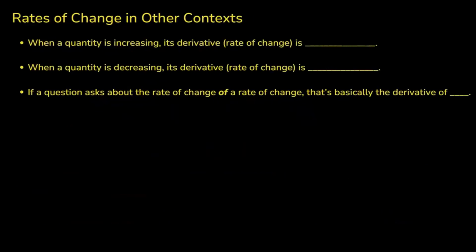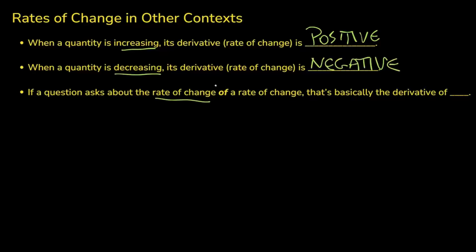Now, there are many other contexts in which the rate of change can occur. Some important points to note is that when a quantity is increasing, its derivative, or the rate of change, is going to be positive. Similarly, when a quantity is decreasing, its derivative, or its rate of change, is going to be negative. Also, if a question asks about the rate of change of a rate of change, that's basically the derivative of f prime, the rate of change of the rate of change.